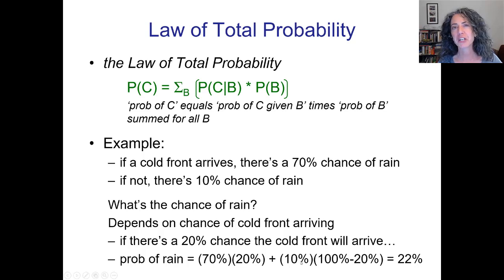Plus the 10% chance of rain if the cold front doesn't arrive, times the 80% chance that the cold front doesn't arrive, and that equals 22%, right? So given this, I'm not going to bring my umbrella because 22% is less than 1 in 3, right? So maybe that description of the law of total probability works better for you. And go ahead and let me know whether you like the Venn diagram explanation or the chance of rain explanation.